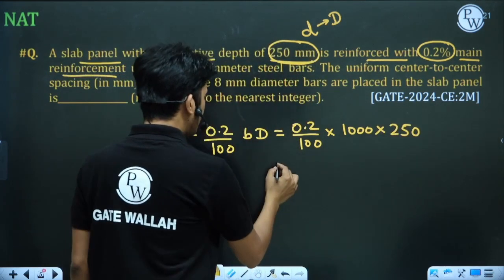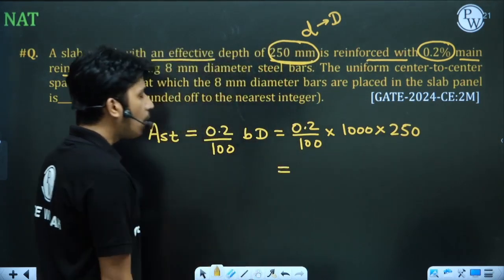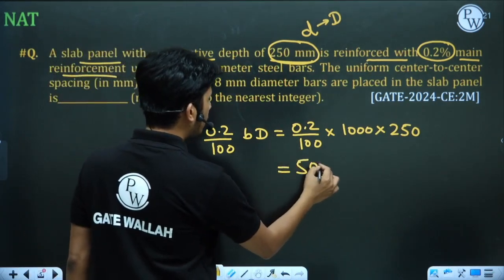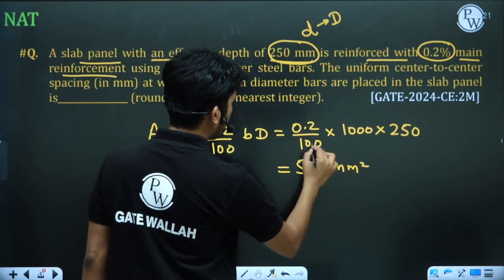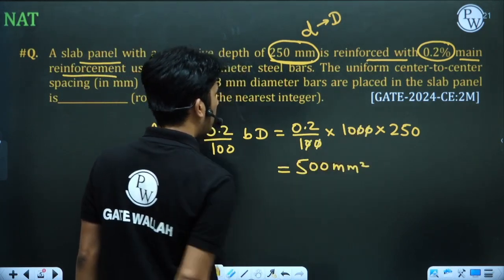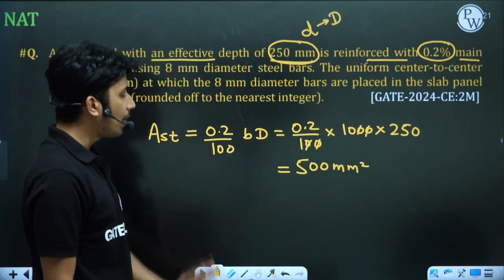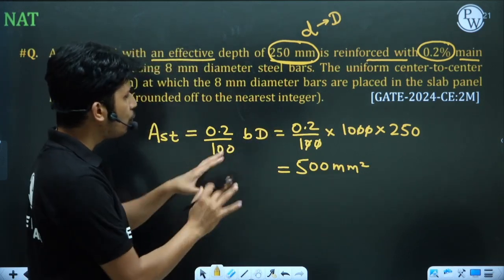So what will happen? The overall area of steel you have to provide will be equal to 500 mm square, because this 100 will cancel out. 250 into 0.2 will be 50. 50 into 10 is 500. Simple calculation is there. You need not use a calculator.